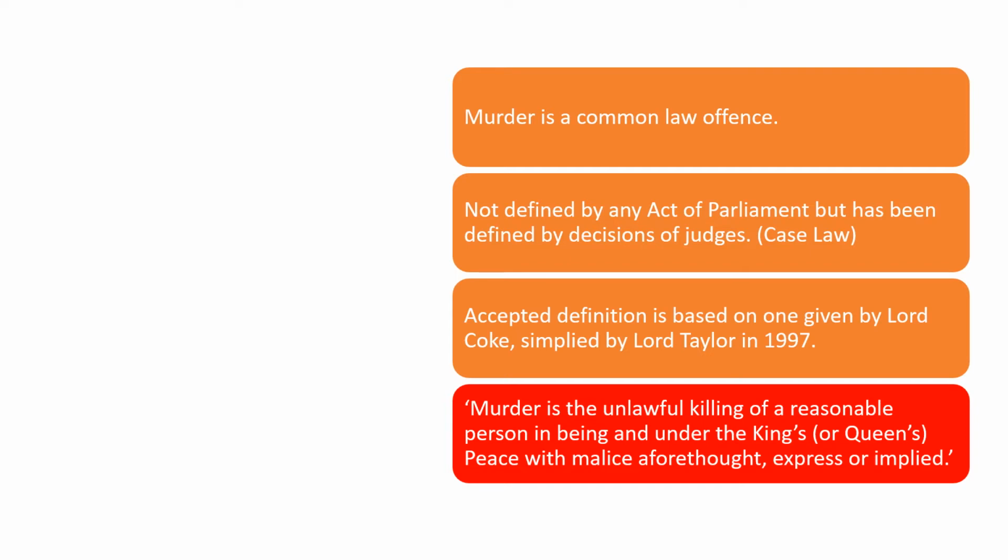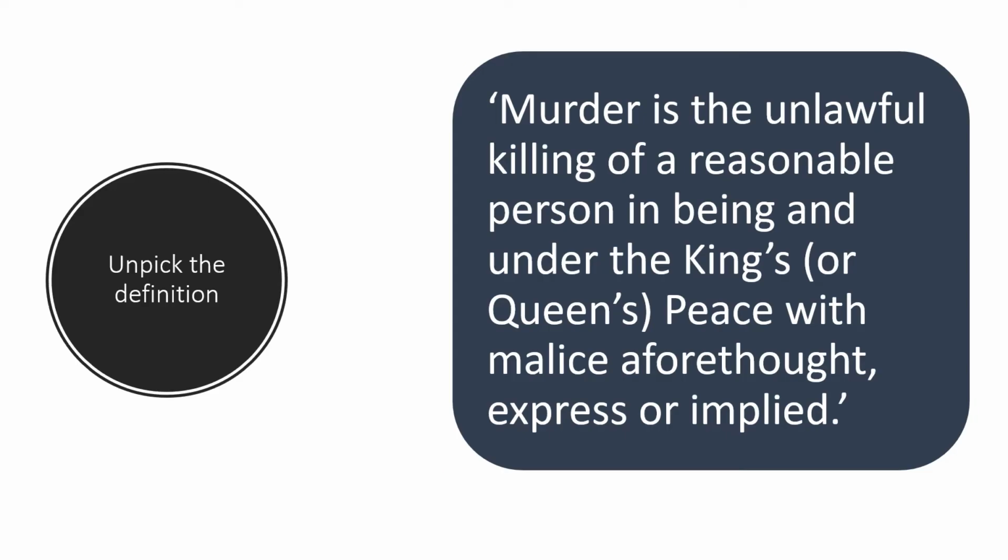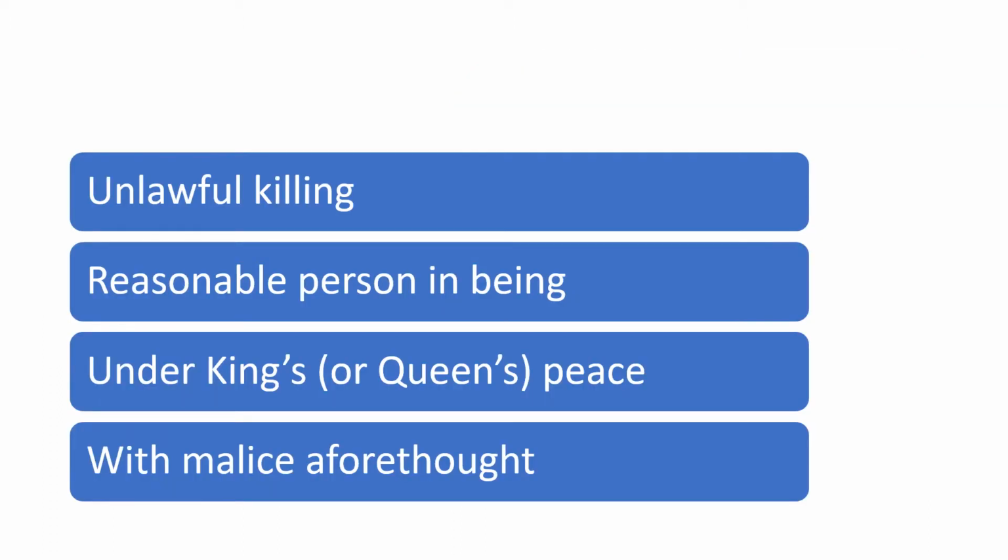There's quite a lot to unpick there, so we will go through this definition and consider what each element means, starting with the unlawful killing. For the actus reus, we need to look at the unlawful killing of a reasonable person in being under the King's or Queen's peace, with malice aforethought. Those first three form the actus reus of the crime, and malice aforethought forms the mens rea of murder.